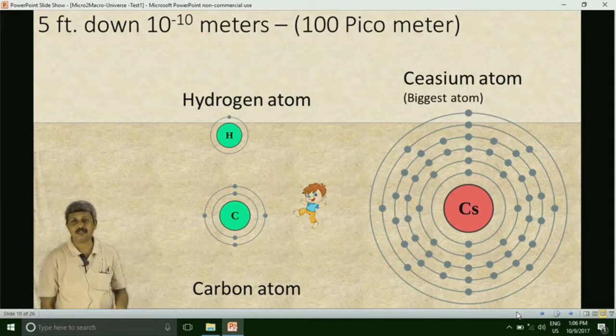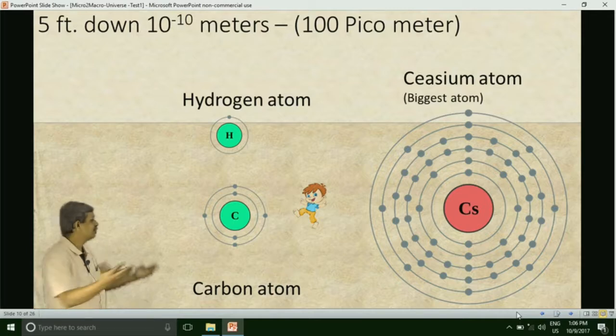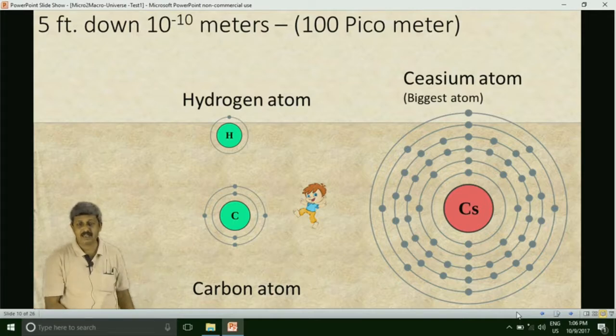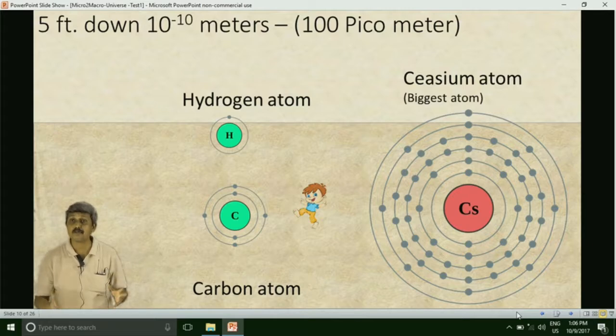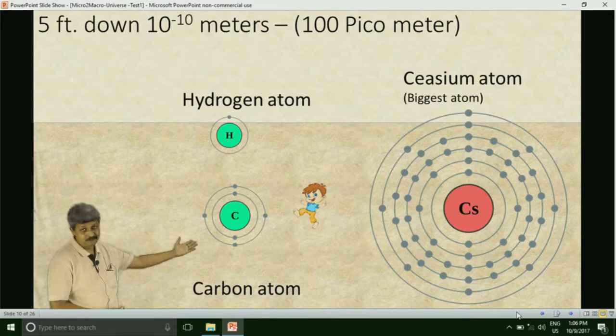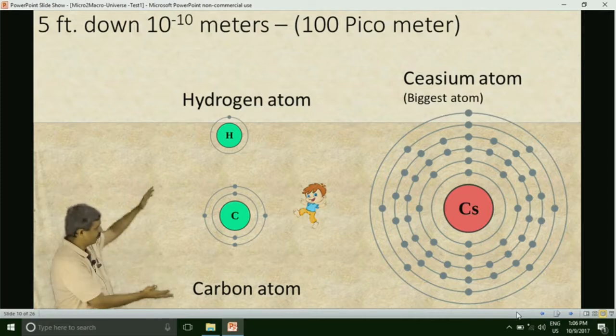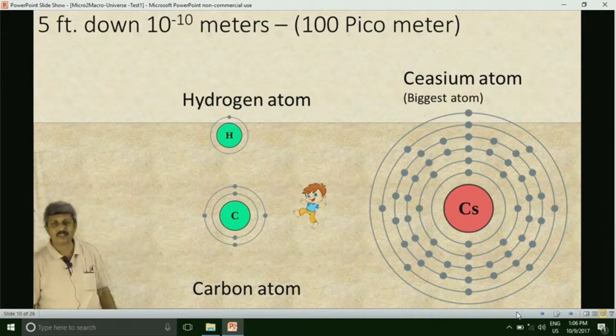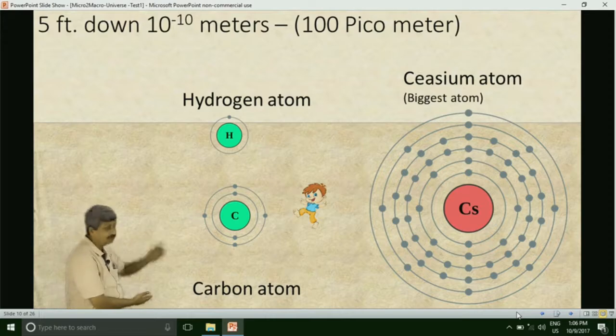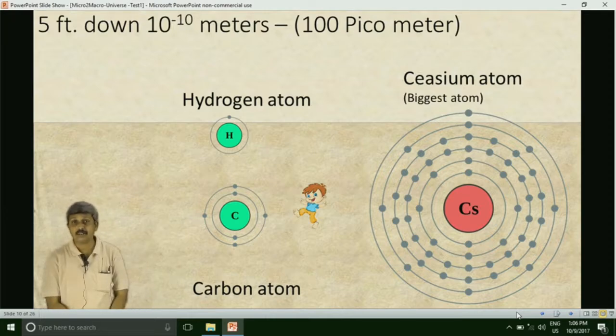Atoms are the basic building blocks of everything that gets created. The hydrogen atom is the tiniest atom you can see, and the cesium atom is supposed to be one of the biggest atoms. Biggest means in terms of size. In terms of mass, uranium and others are bigger. The cesium atom is very big in size. So you are already at the level of atoms.